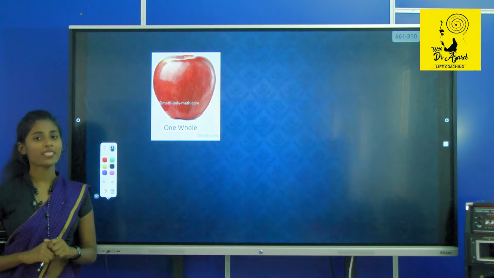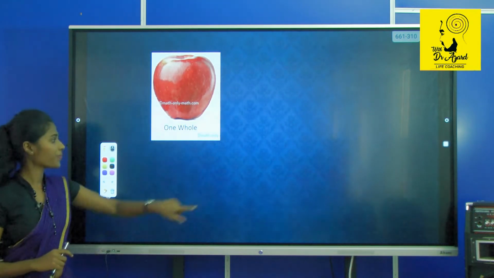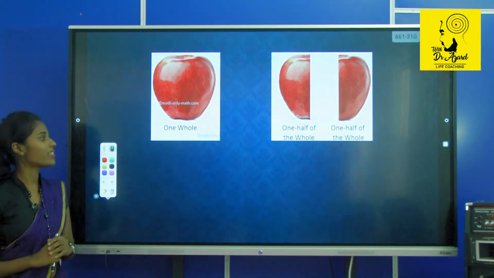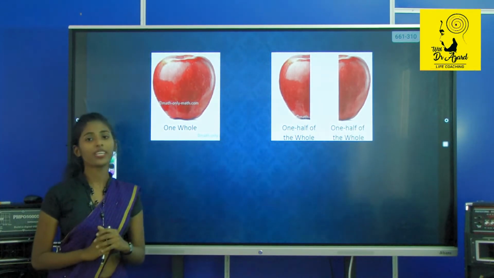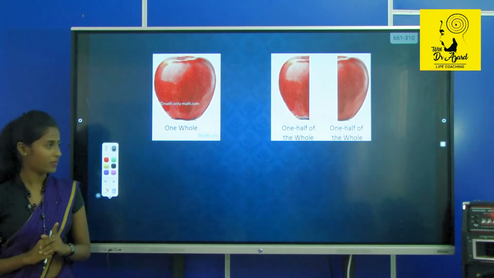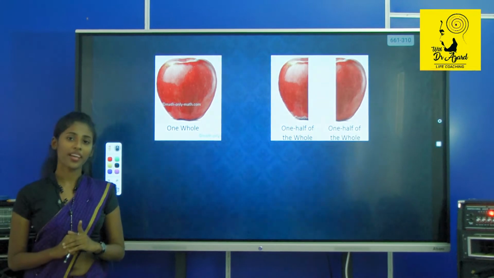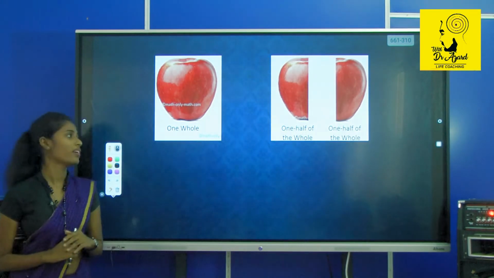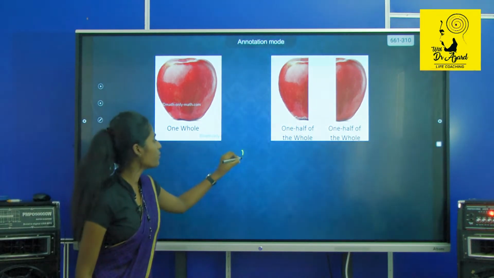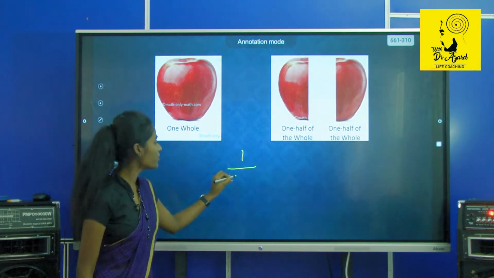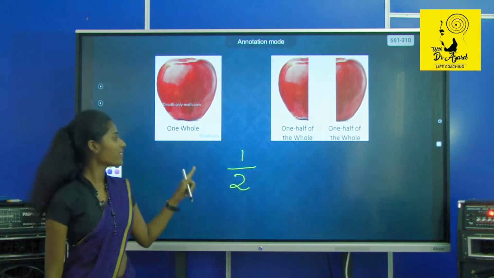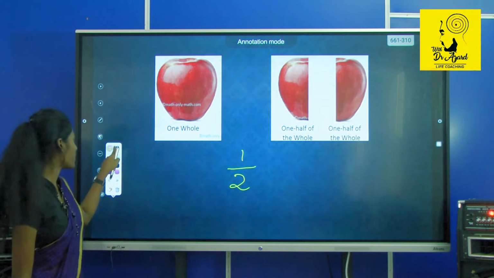Think your mother has bought an apple yesterday and she has cut it into two pieces. She has cut it into two equal pieces and you took one piece out of them. Now I need to write the fraction that you have got. How can you write this fraction? You have one piece out of two pieces. 1 out of 2. That's how you can write the fraction.